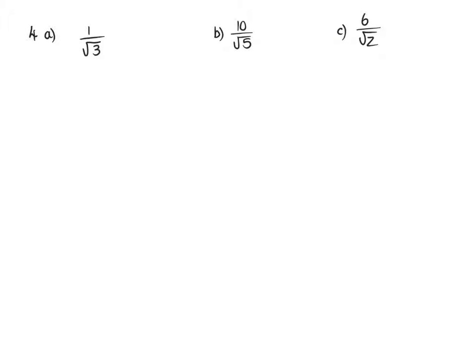So question 4, it's all about rationalising the denominator. So that's where we take the surd off the bottom of the fraction and we just leave a number with no surd on the bottom. So here we've got 1 over root 3. To get rid of that on the bottom, we're using the same rules as the last one, so root a times root a equals a.